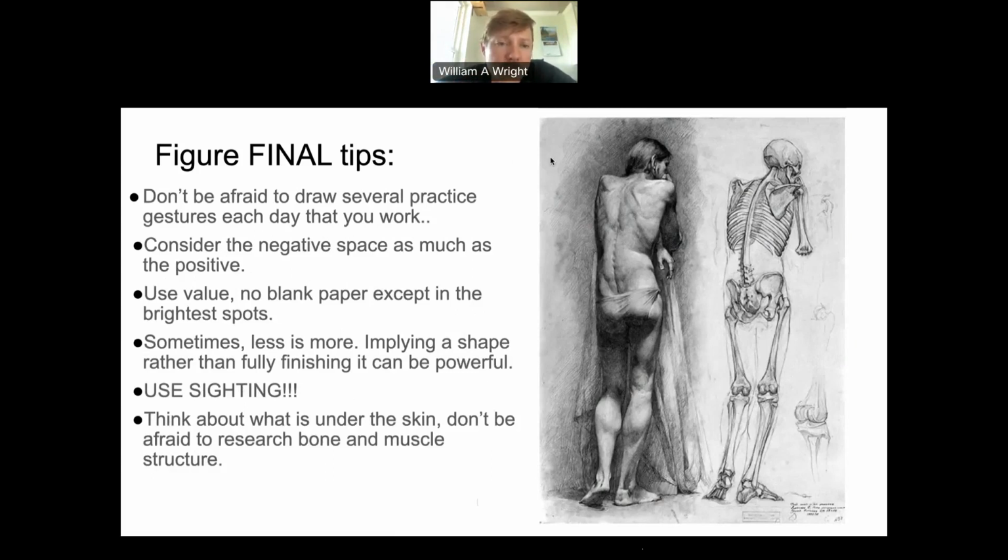Consider negative space as much as the positive space. We talked about this before with hands and all kinds of other drawings of human figures, that the space between things is just as important as the things themselves. Consider value: no blank paper except in the brightest spots.